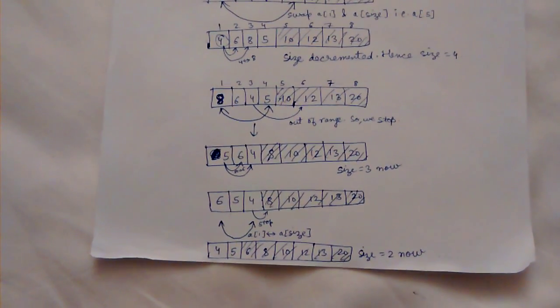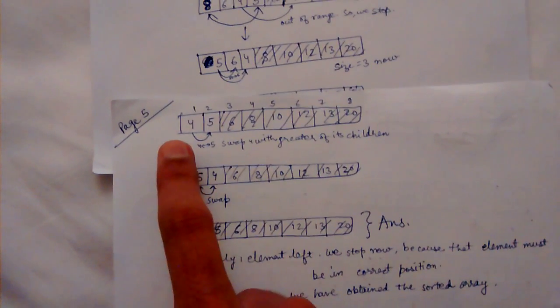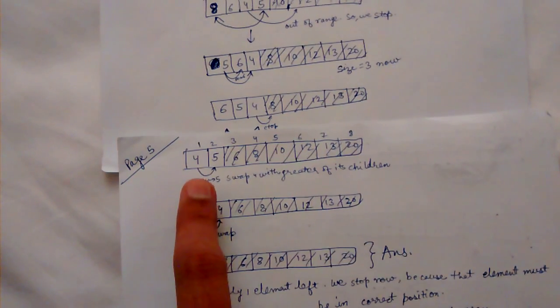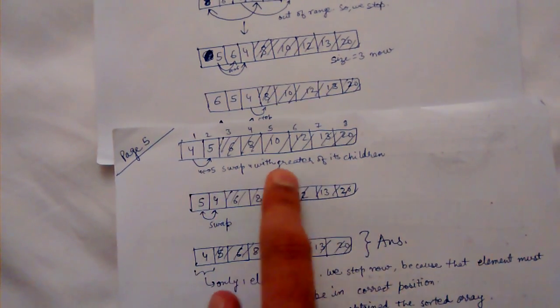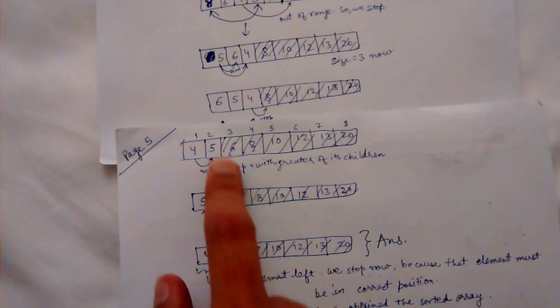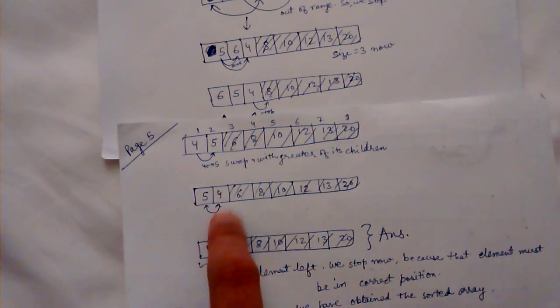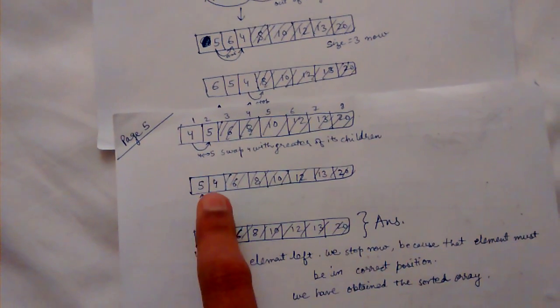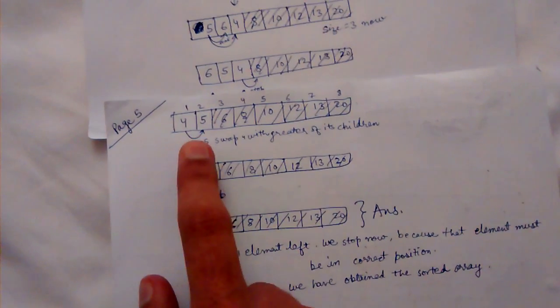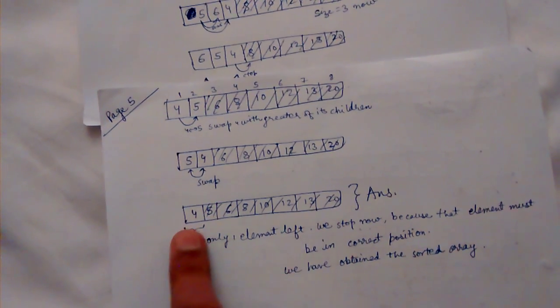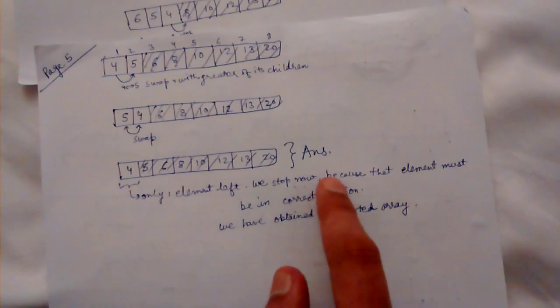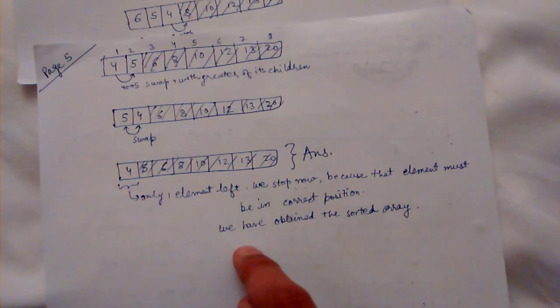So now the last steps. Okay, 6 is frozen, 4 and 5 are there. We swap 4 with the greater of its children, that is we swap 4 with 5. 5 comes here, 4 comes here. Again we swap, because A1 is swapped with A size according to step 1 of our algorithm, and we get this. So 5 is frozen here. Now only one element is left, so we stop, because that element must be in the correct position, and we have obtained the sorted array. You can verify by yourself.